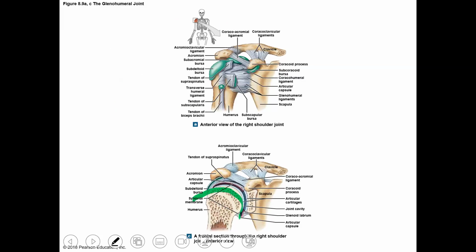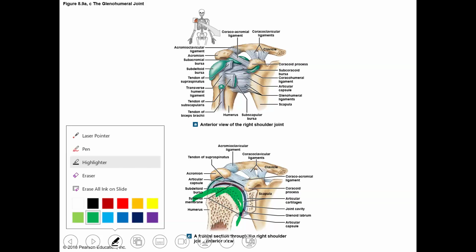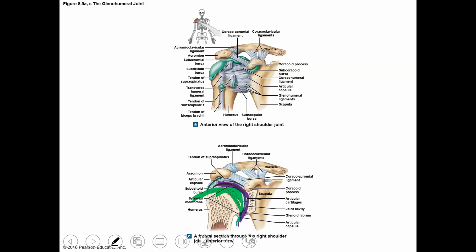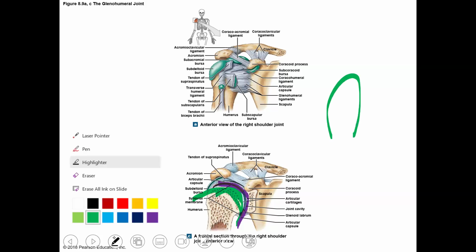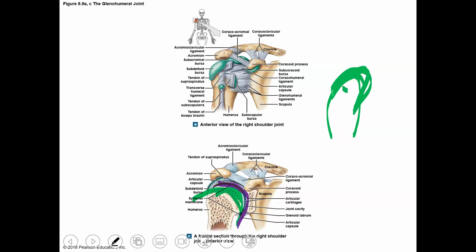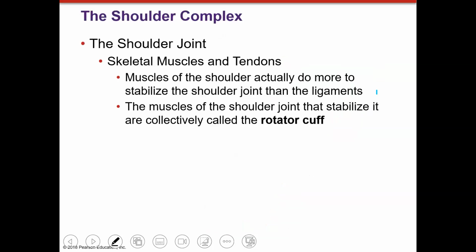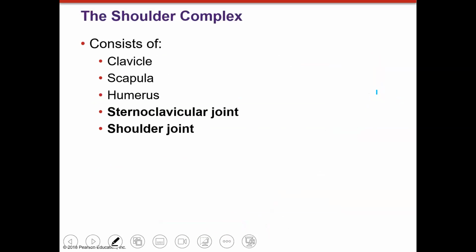So here is your humerus, right? And then here is the glenoid cavity that it sits in. So we've got the humerus, and then we have a little bit more of the head of the humerus here. And where it sits in there is just going to be the cavity. Let's see a better picture, shall we?